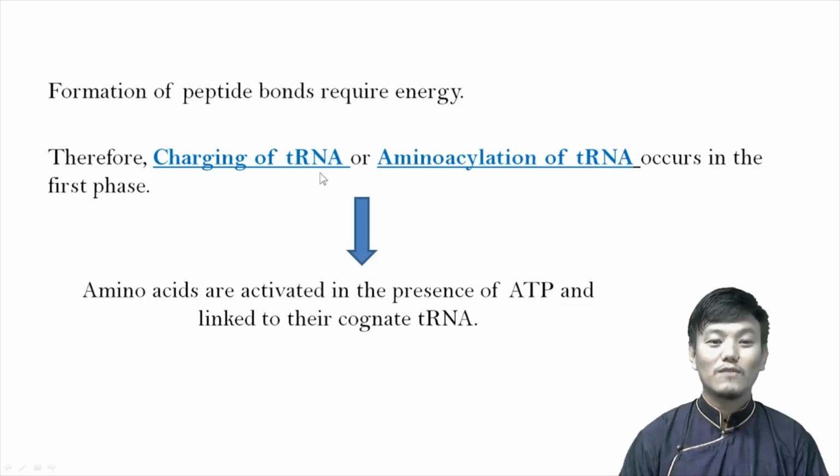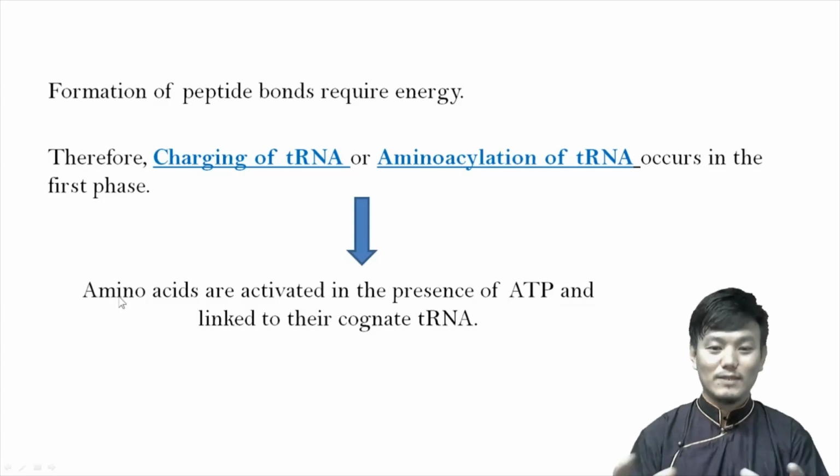So during charging of tRNA or aminoacylation of tRNA, amino acids are activated in the presence of ATP. You know that ATP is the energy currency, adenosine triphosphate. So amino acids are activated in the presence of ATP, and they are linked to their cognate tRNAs.